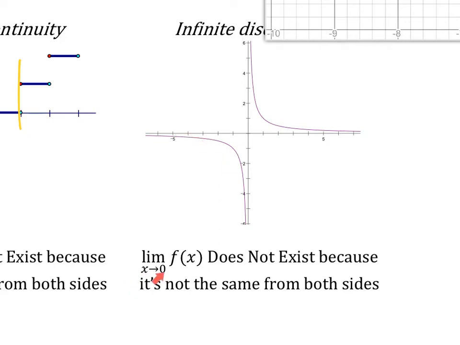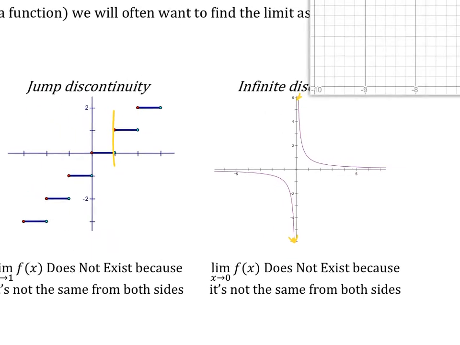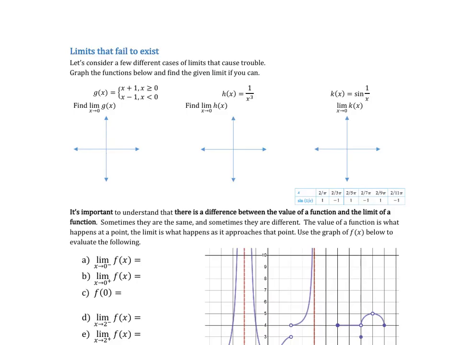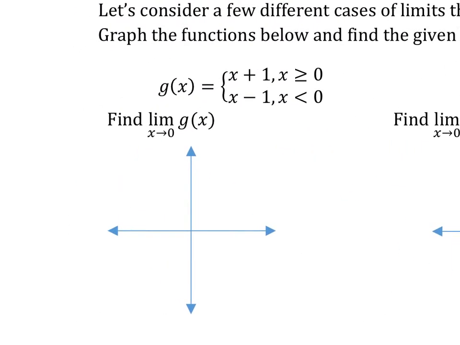Here we have what we call an infinite discontinuity, because as we approach 0 from the left, it's going way down, down, down, down, down. As we approach from the right, it's going up forever. We know this is an asymptote. And so these two points are going to get farther and farther apart. They're definitely not the same, so this limit does not exist. They are infinitely far apart, so we call that an infinite discontinuity. So these discontinuities are breaks in the graph.